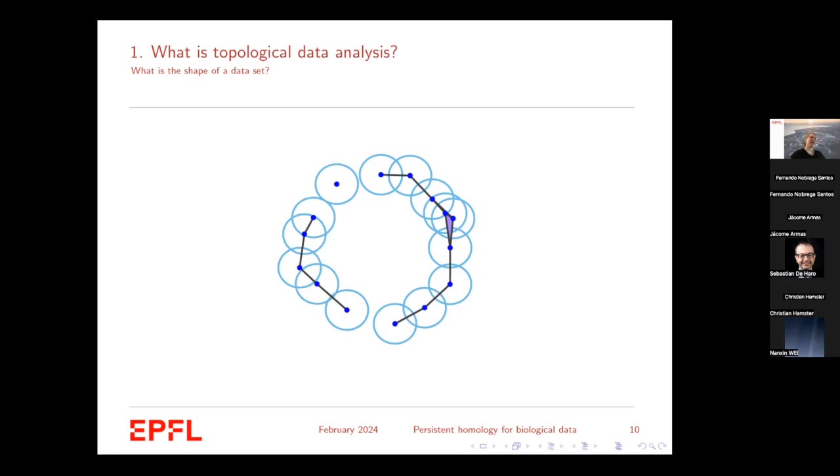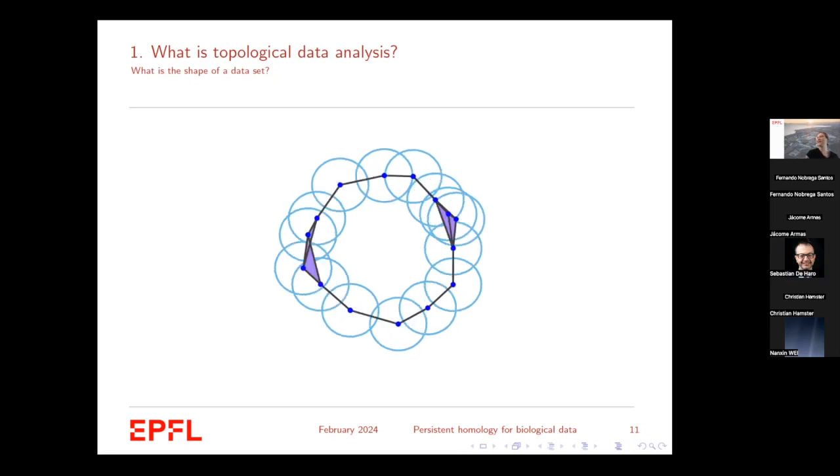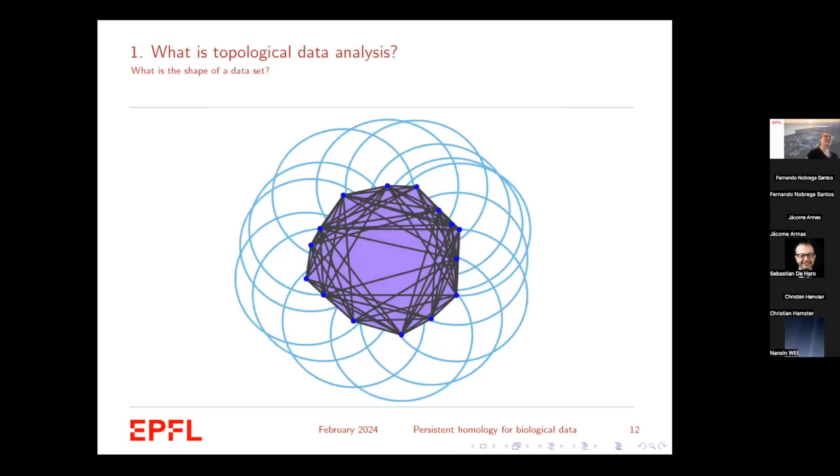So right now we can't see the circle yet. So we need to choose a larger epsilon, and then we start seeing this circle. But if epsilon becomes too big, everything is covered in higher order structures. So what does this mean? How do we choose our epsilon?